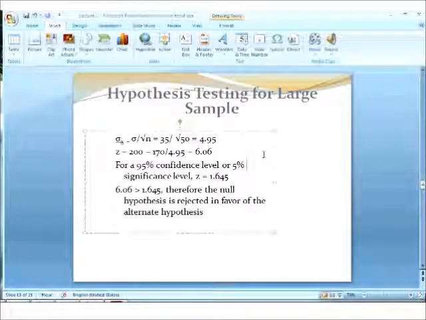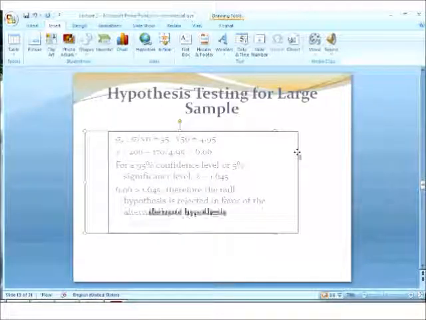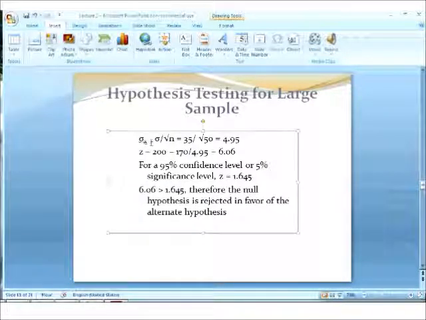Now again, we compute the values here and do the statistics. Standard error is the standard deviation divided by the square root of the sample size, which came out to be 4.95. And then the z value is 200, which is the sample mean. It came out from the sample that we collected.